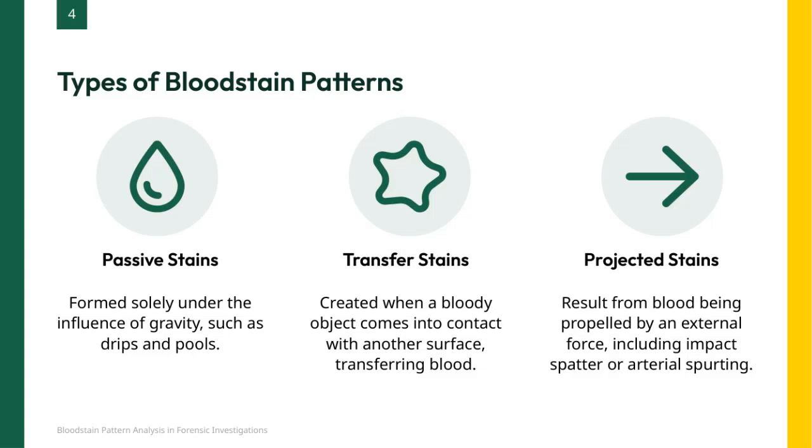Now, let's look at the different types of bloodstain patterns. First, we have passive stains. These occur simply because of gravity, like when blood drips or pools on a surface without any added force. Next are transfer stains. These happen when a bloody object touches another surface and leaves a mark, essentially transferring the blood from one place to another. Lastly, there are projected stains, which are formed when blood is forced through the air due to an external force. This category includes impact spatter, like from a blunt force, or arterial spurting, where blood is pumped out under pressure from an artery. Each type gives us important clues about what occurred during the incident.